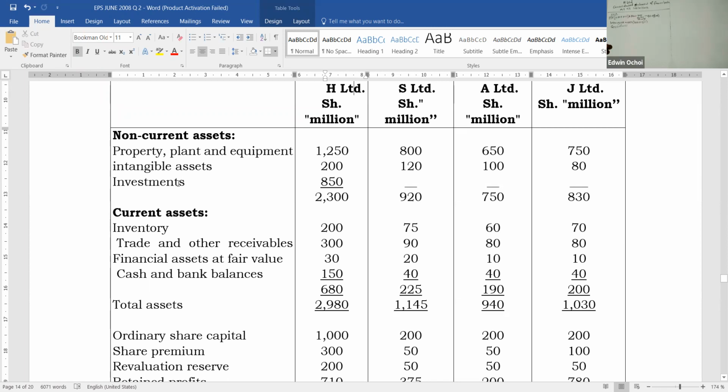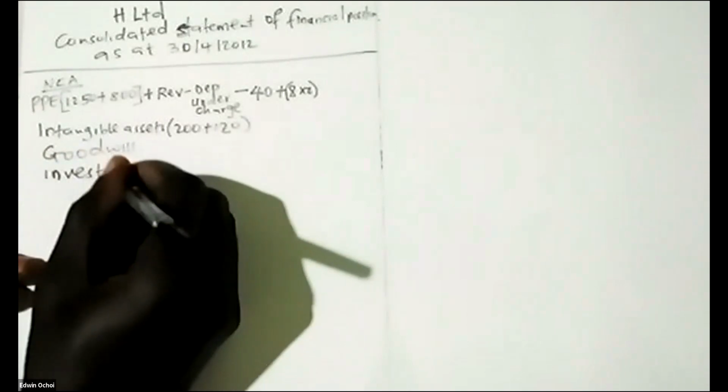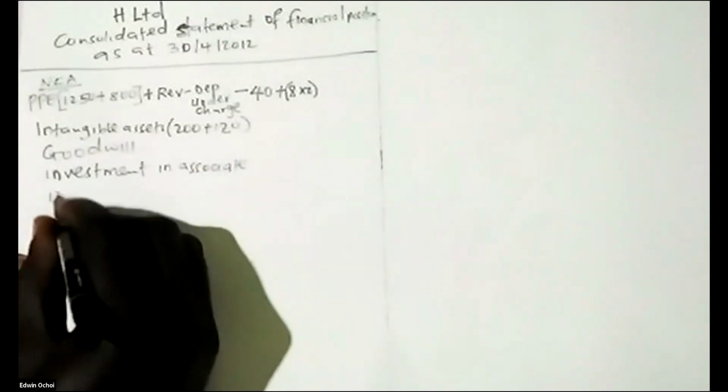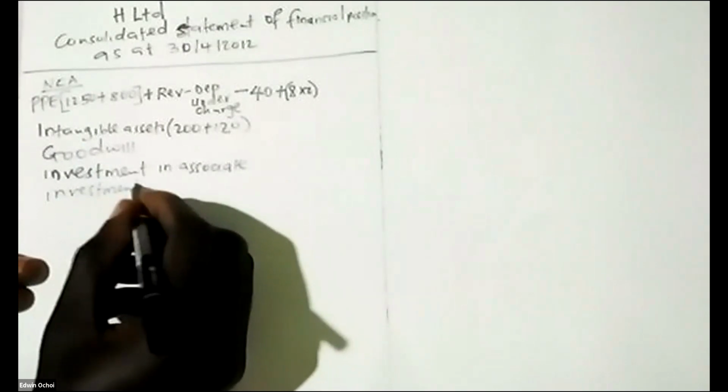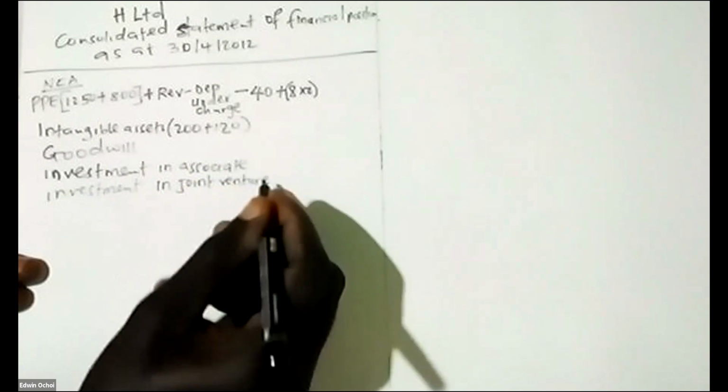Then the third thing here you see is investments. So investments of 850. This investment was made in S, A, and J. So you don't have to write investments for S. You replace it with goodwill. Then investments for A and J, we need to use the equity method to account for those associates and joint ventures. So for the associates and joint ventures, I need to record investment in associates, and I need to record the investment in joint venture.